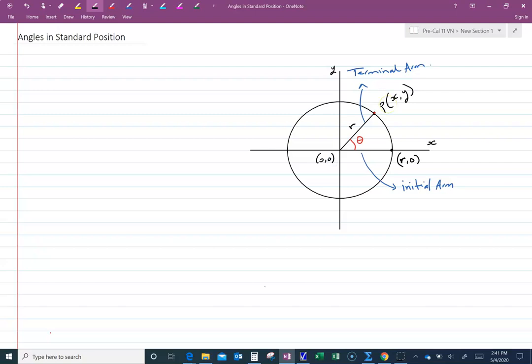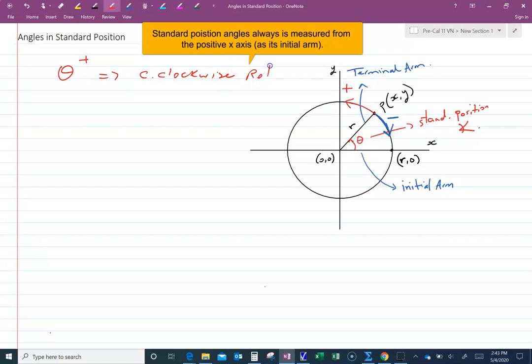Between the two, the angle theta is being created, and this is said to be the standard position angle. Now, there are a couple of things that we need to know. First of all, direction does matter. The standard position angle theta is positive when the rotation is counterclockwise. And if theta goes negative, that is a clockwise rotation, the angle in standard position is negative. So be aware of that. That's very crucial. It does make a difference.